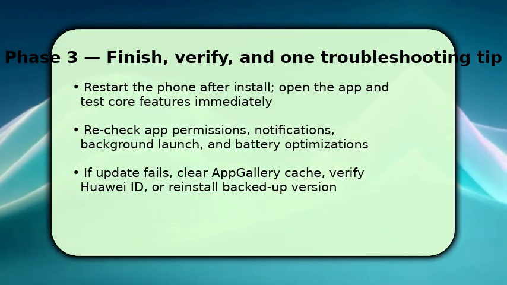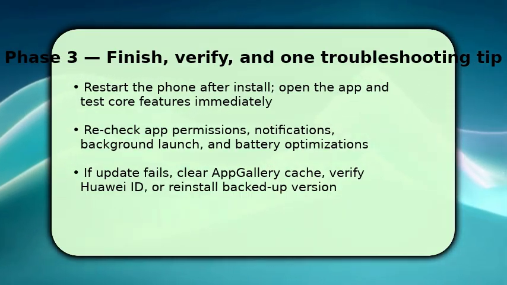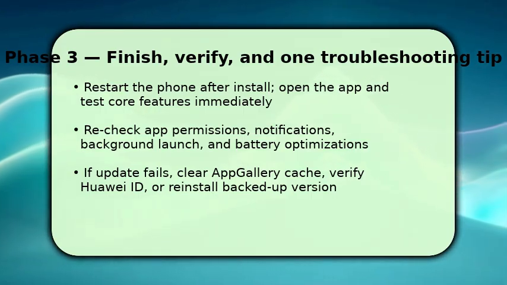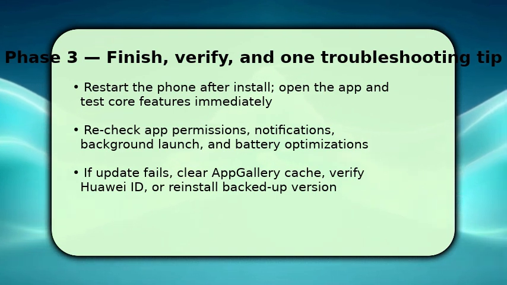If something goes wrong, a single reliable tip: clear App Gallery and System Package Installer cache, sign out and back into your Huawei ID, then try the update again. If that still fails, restore your backup or reinstall the prior known good APK to recover functionality.